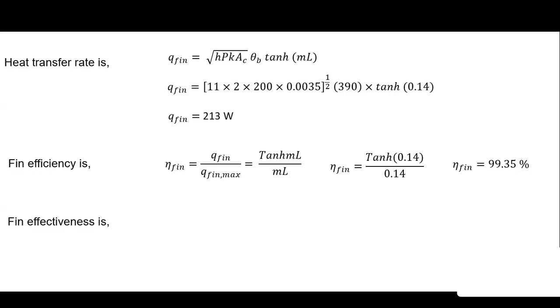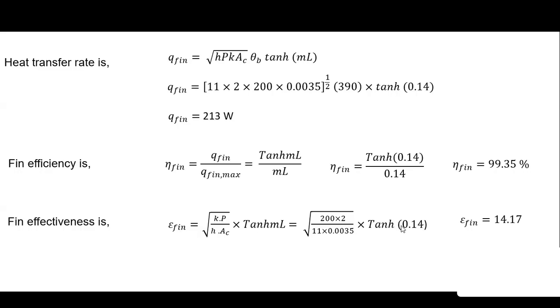And then the effectiveness of the fin, same calculations, under root kP upon hAc into tanh ml, putting the values, and finally effectiveness is 14.17. You can just recall that 14.17 is a good value, because if it is more than 1, we say that the fins are effective, and here it is 14 times more. It means that if the fin is not there, and the heat transfer rate is 1 watt, and if the fin is provided, the heat transfer is going to be 14.17 watt. It means that much increase in the rate of heat transfer.